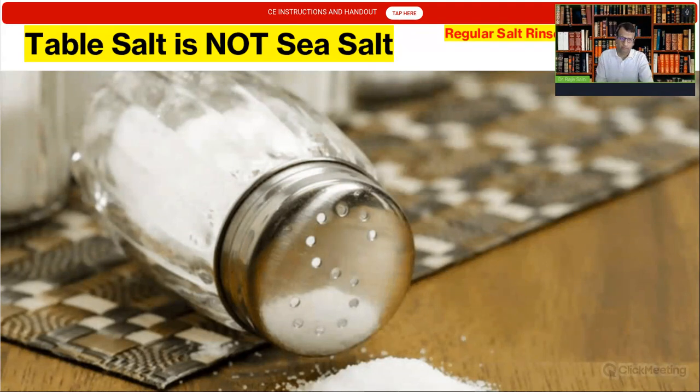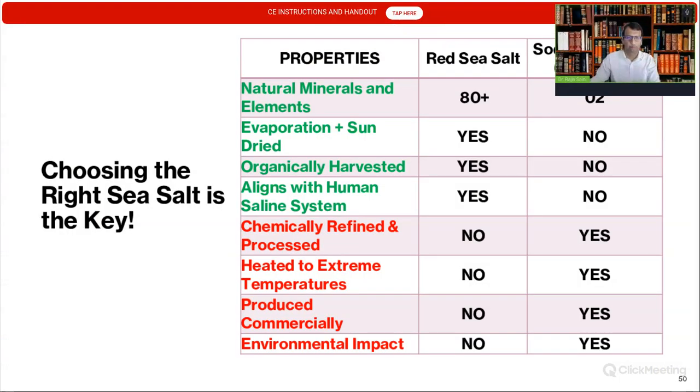Please note that table salt is not sea salt. So if we are rinsing with home-based table salt, it will not give the results we are looking for in order to manage the aphthous ulcers. Why? Because table salt is only two minerals, sodium and chloride, as compared to sea salt that has 80 plus minerals.